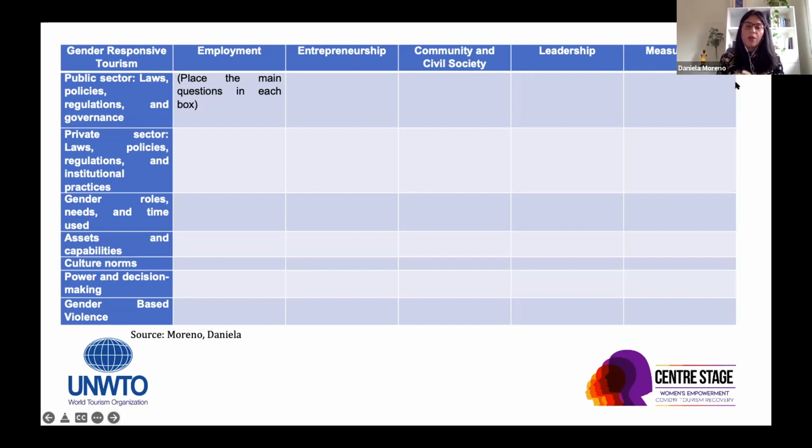Then the other domain covers gender roles, needs, and time use. Gender roles are everything related to roles and stereotypes, right? That sometimes are very harmful, most of the time for women. Gender roles have an immense impact on employment, entrepreneurship, community and civil society, leadership, and also policymaking and measurement, how we are measuring the benefit of tourism, right? So we need to understand this.